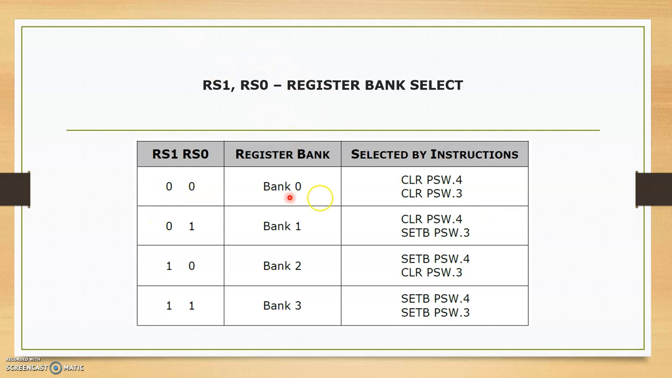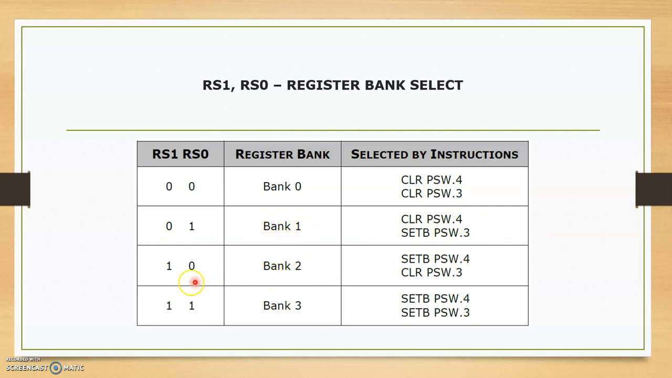If it is 00, that means bank 0 is selected. To set 00, we need to clear both the RS1 and RS0 flags. So clr PSW.4 and clr PSW.3 will clear both the flags, and register bank 0 will be selected. To select register bank 1, RS0 should be 1 and RS1 is 0. So clr PSW.4 and setb PSW.3 will select register bank 1.